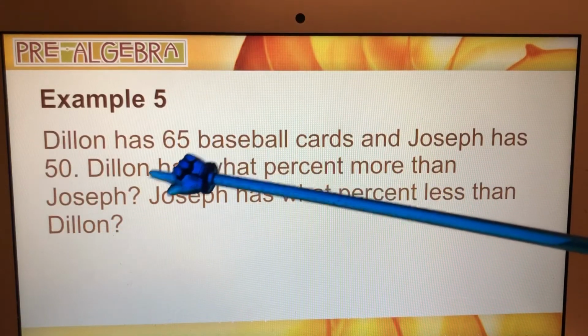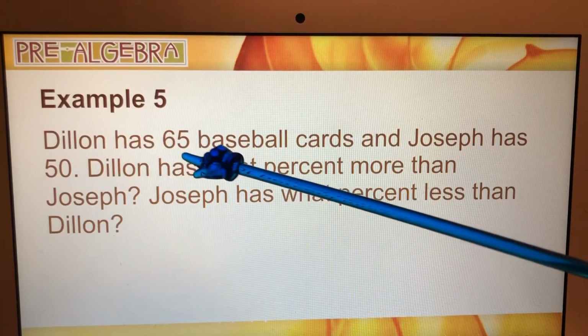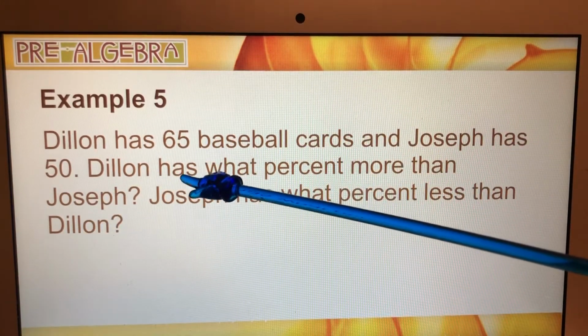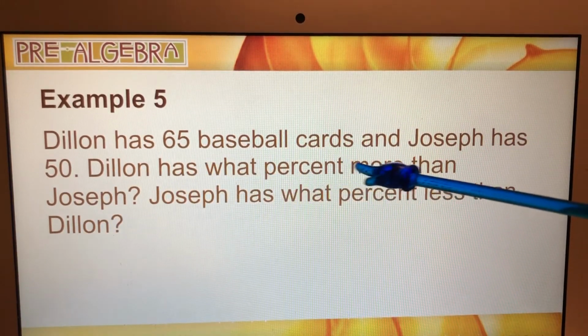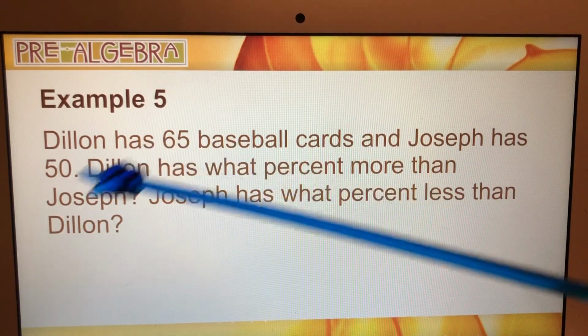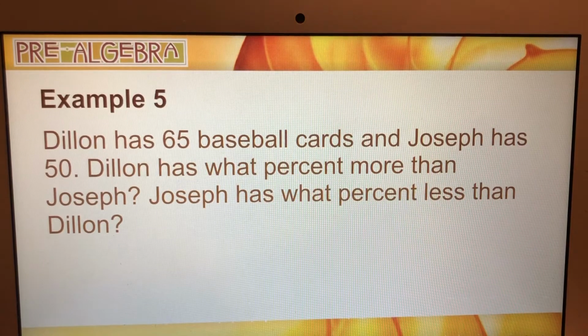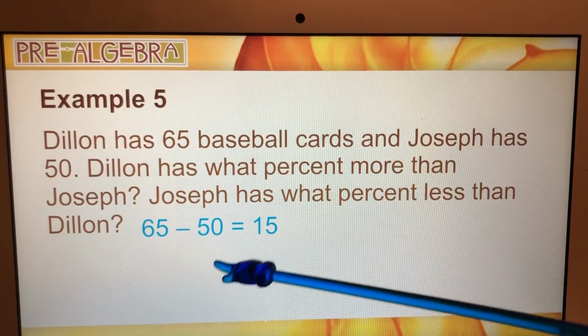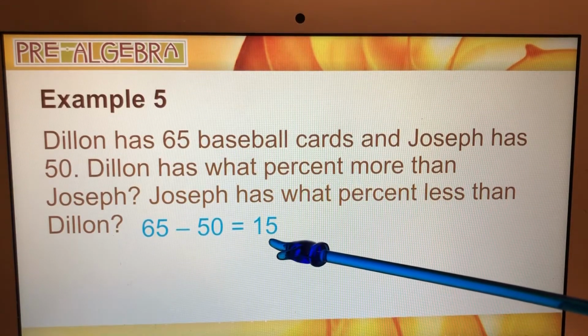All right, our next example here. Dylan has 65 baseball cards and Joseph has 50. Dylan has what percent more than Joseph? So first we take our two numbers. We have to find the difference, don't we? So we have to subtract the two. 65 minus 50, and that's equal to 15.